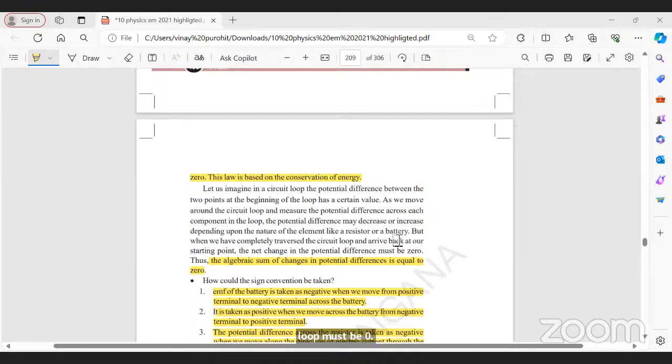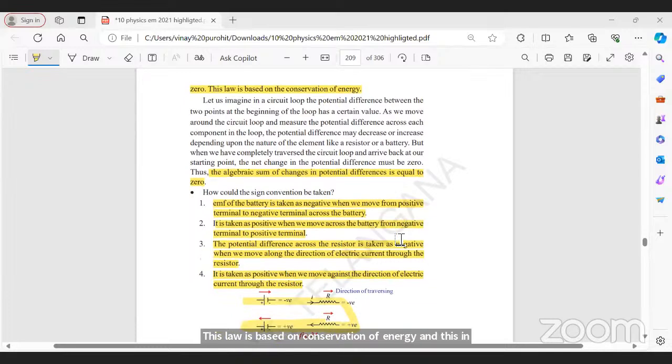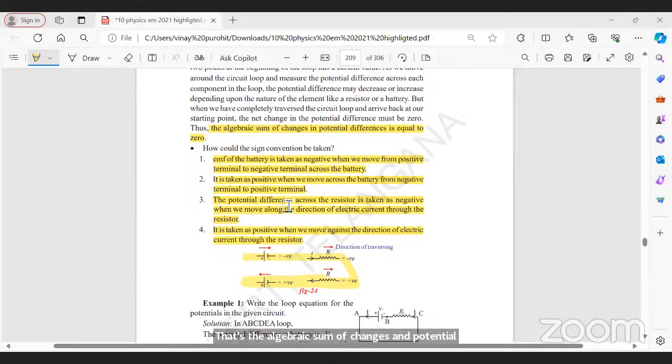And in this loop law, we are having some conventions, sign conventions. This is very, very important. Please underline. The algebraic sum of changes in potential difference is equal to 0. This is the loop law.